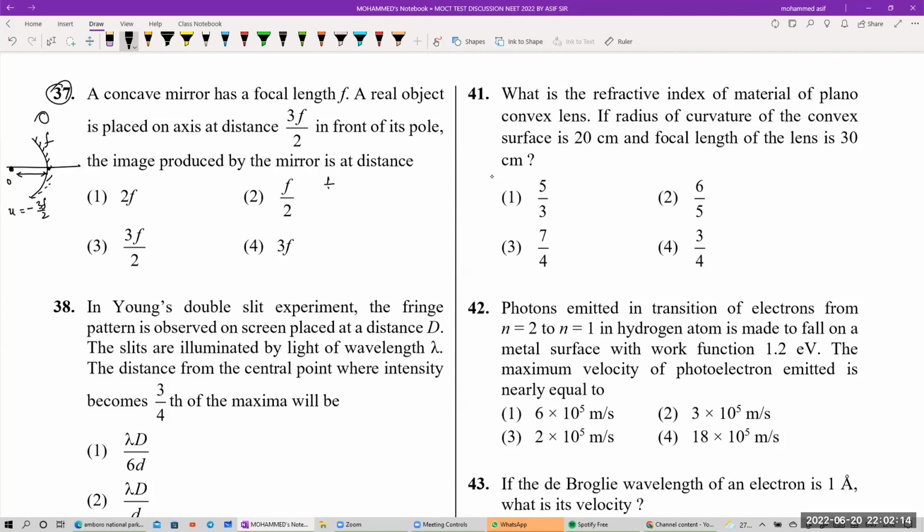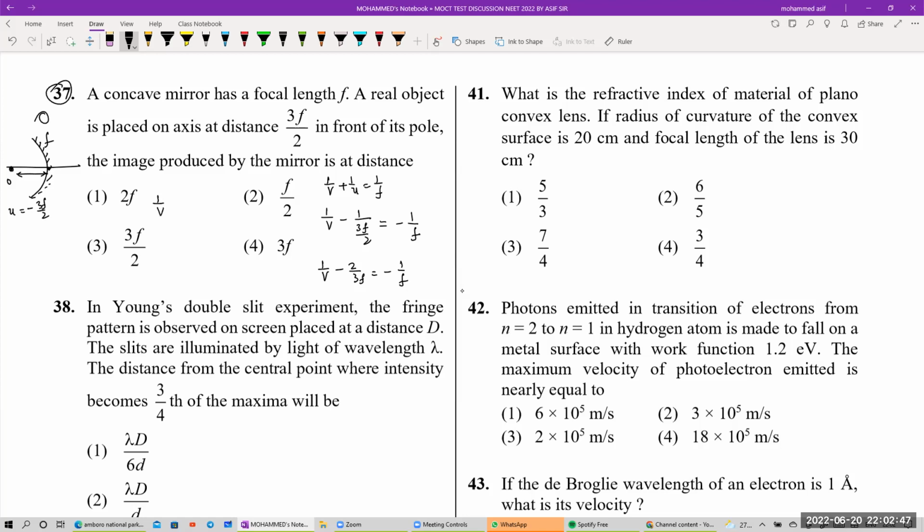If we use the mirror formula, 1 by V plus 1 by U is equal to 1 by F. It is a direct formula based problem. This is 1 by V, minus 1 by U, where U is 3f divided by 2, equals 1 by focal length F. For a concave mirror the focal length will be negative, right? So simplify this: 1 by V minus 2 by 3f is equal to minus 1 by F. Take 1 by V outside.